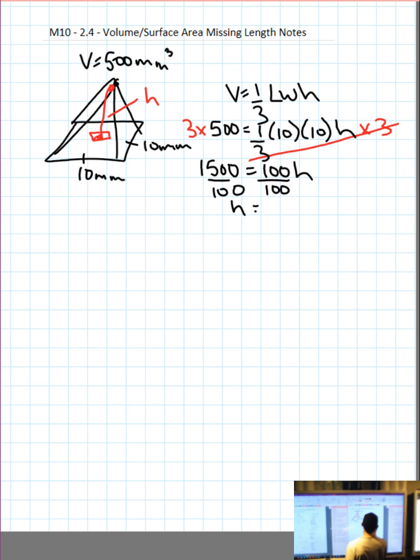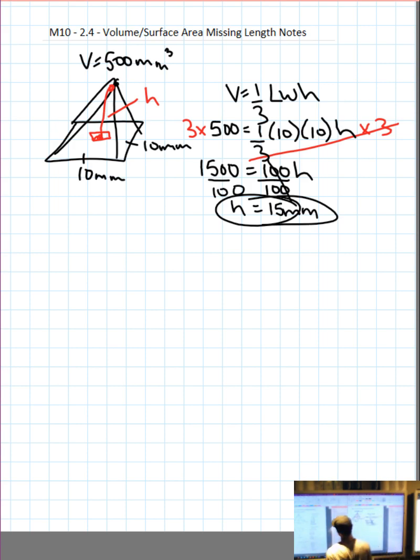And I'm going to mirror it. H equals 15. Ooh, units, units, units. Millimeters. Don't forget your units. So sometimes we're given the left-hand side of the formula, and we have to do algebra to find a missing variable.